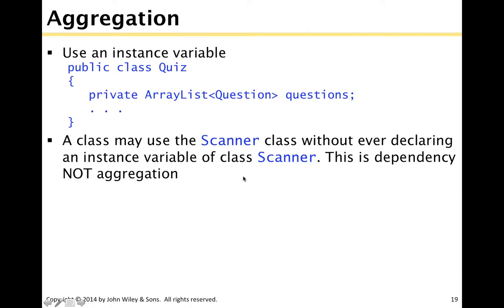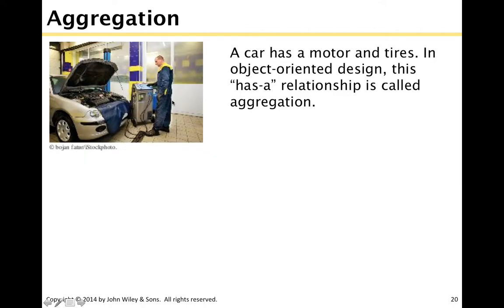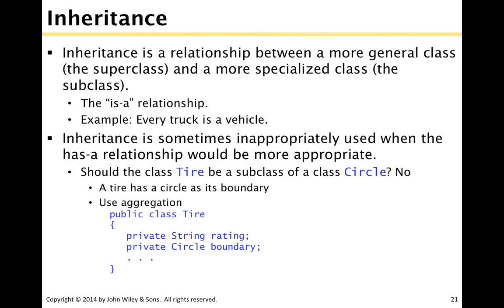When you find an aggregation or ownership relationship, and then define the classes, typically you will have something like this. Since the quiz has questions, the Quiz class will have Question objects as instance members. That is a correct representation of an aggregation relationship when you define classes. Another example: a car has a motor, tires, and so on. Then we say between car and motor or tires, it's an aggregation, or "has a" relationship.